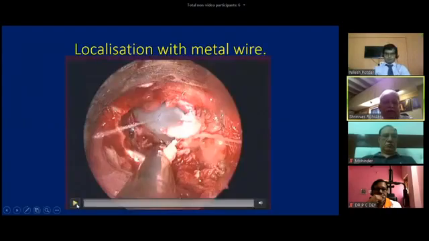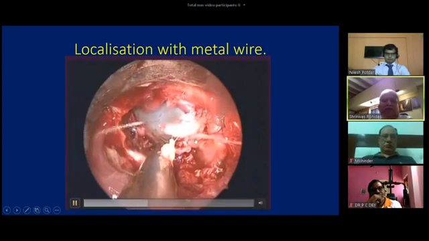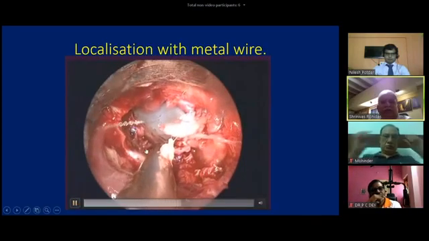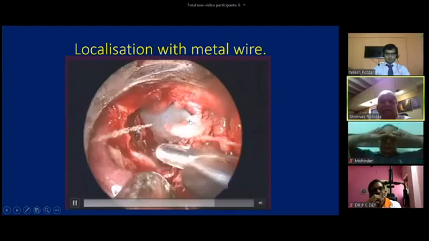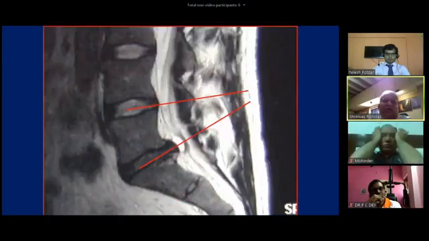This is what happens if we use a metal wire or Steinmann pin to localize. You can have a dural puncture like this. When we use the localizing pin, such complications are not there because it is a non-invasive way of localizing.